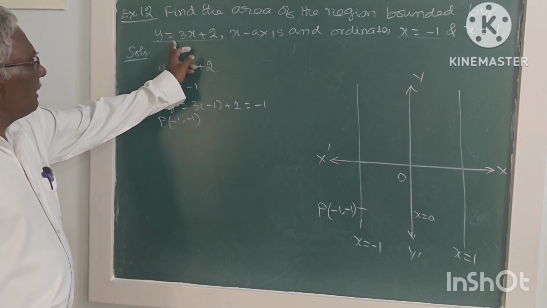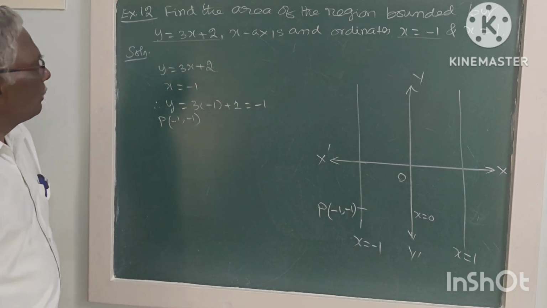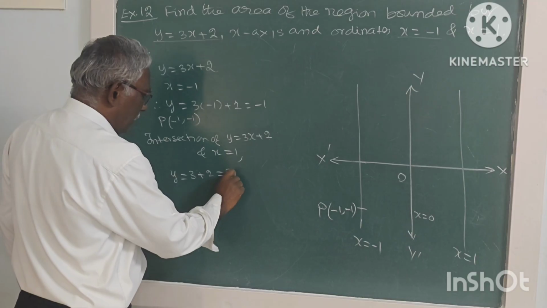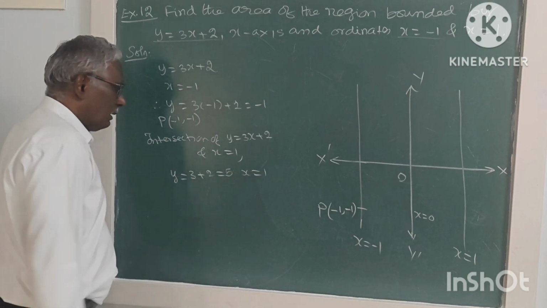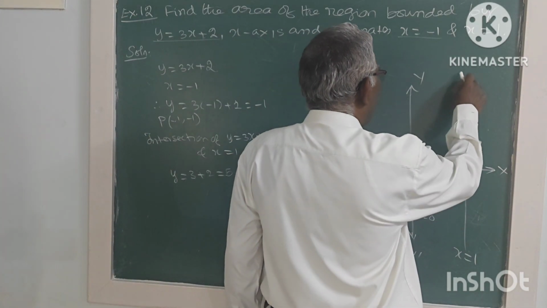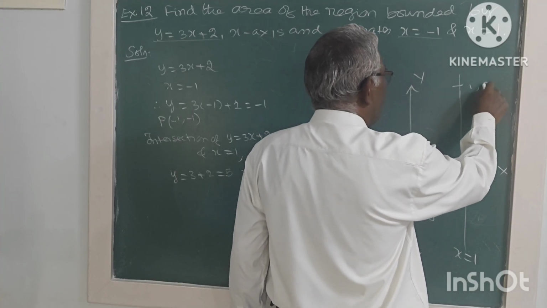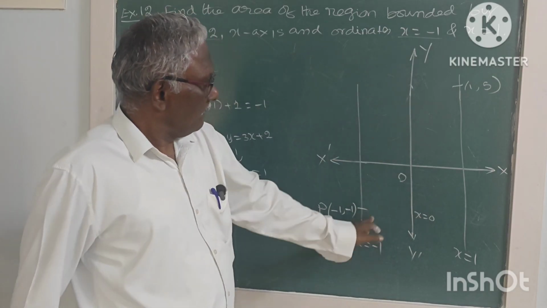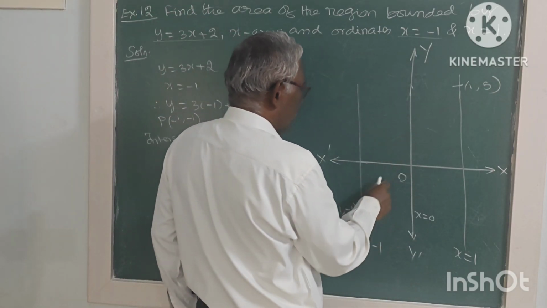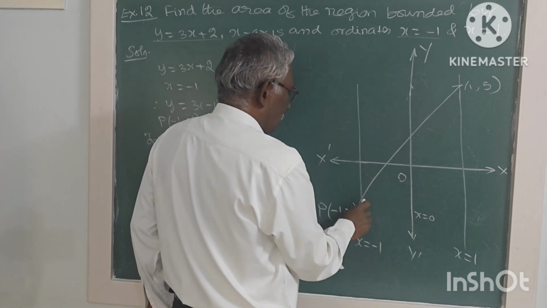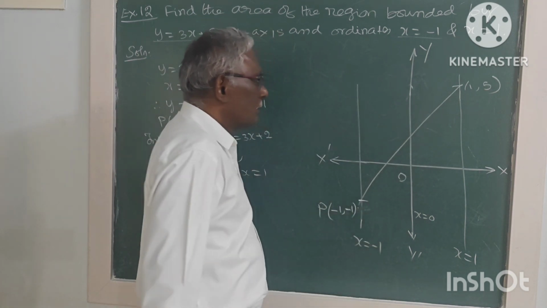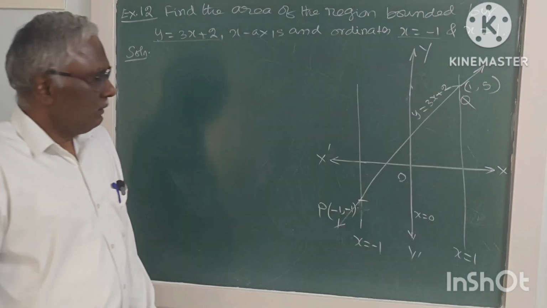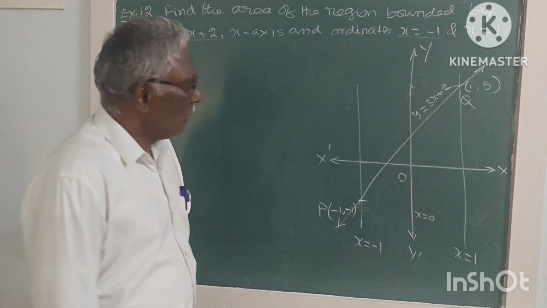Now we have to see where this line intersects the line x is equal to 1. So y is equal to 3 plus 2, which is equal to 5, at x is equal to 1. So x is 1, y is 5, so 1 comma 5. So we know the 2 points where this line intersects these two lines. Now we can join these 2 points to get the line y is 3x plus 2.